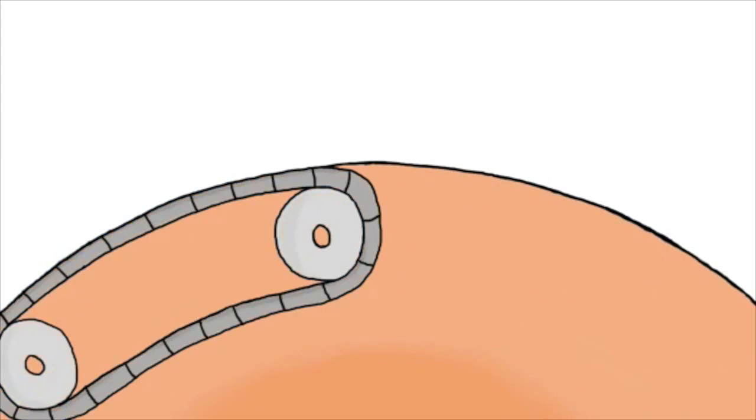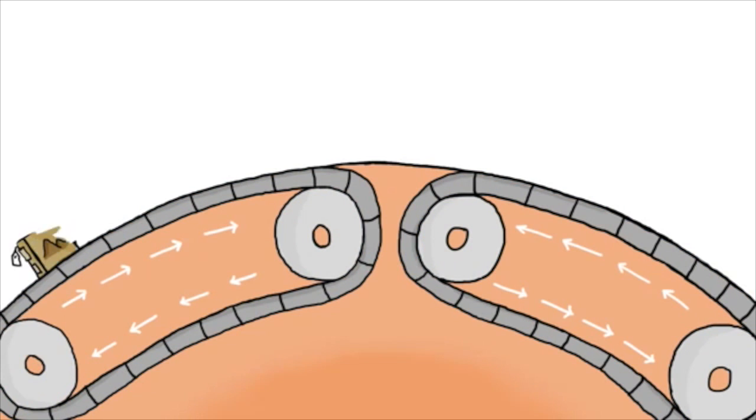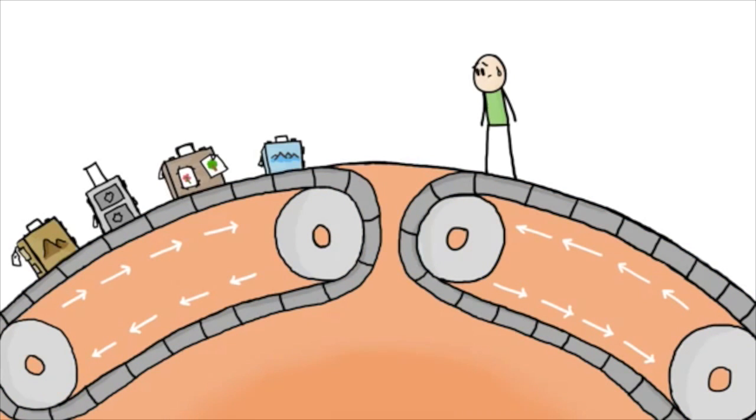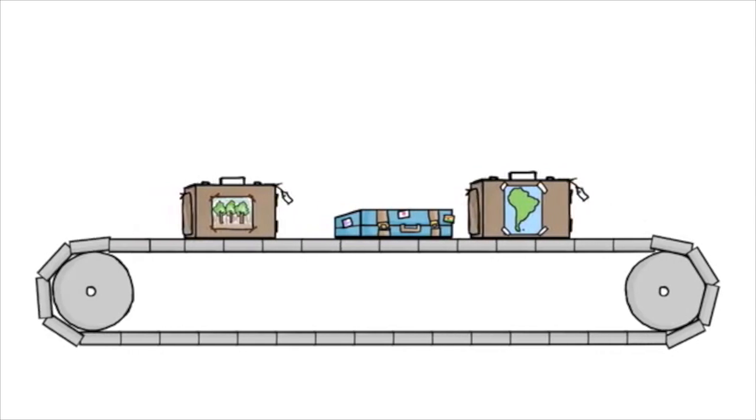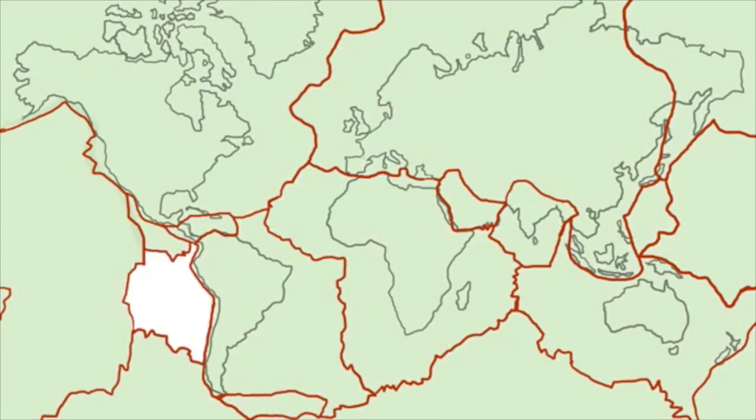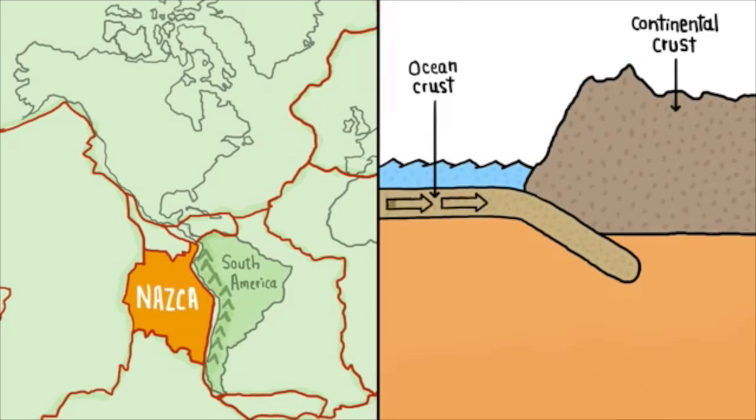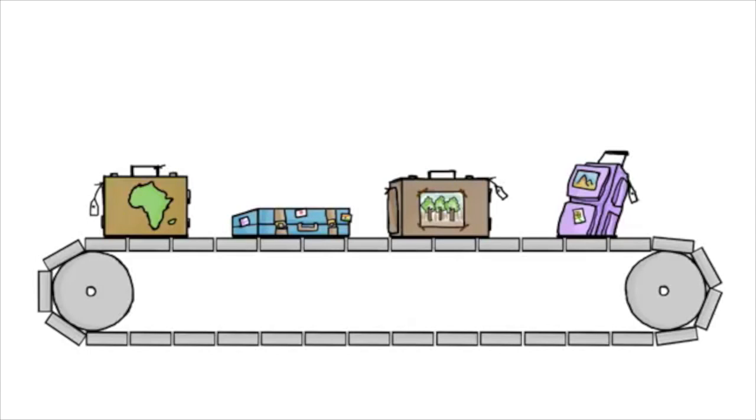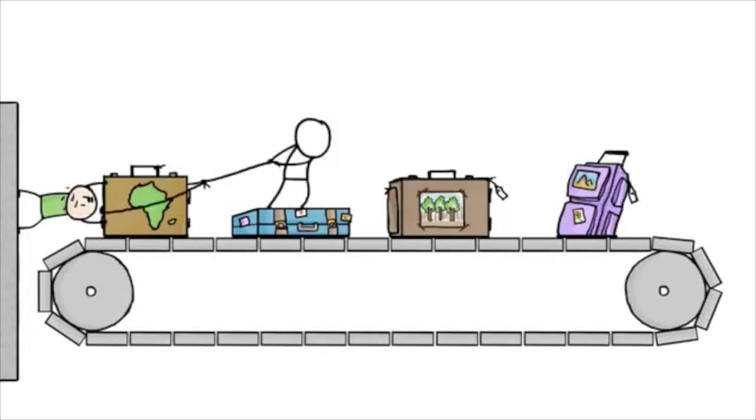But the plates aren't just passively riding these currents around like a bunch of suitcases at the baggage claim. They can't be, because some of the plates are moving faster than the currents underneath them. For example, the Nazca Plate, a chunk of ocean crust off the west coast of South America, is cruising eastward at about 10 centimeters per year, while the mantle underneath it oozes along at just 5. Neither tectonic plates nor luggage can move faster than the belts they're riding on unless something else is helping to push or pull them along.